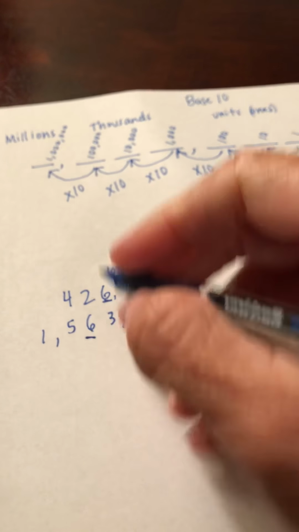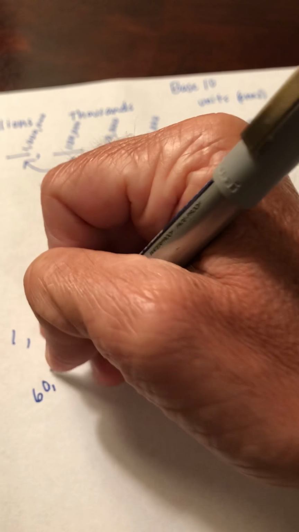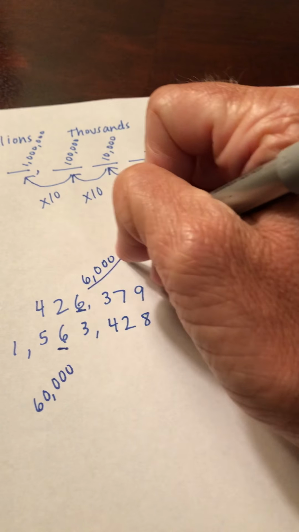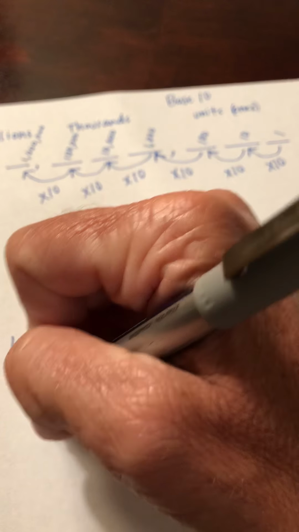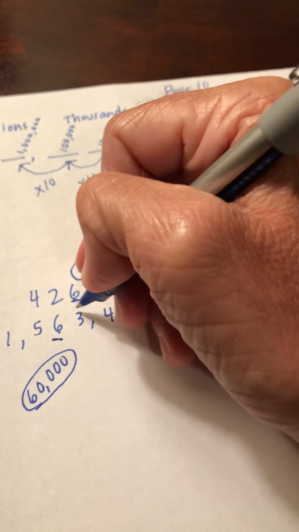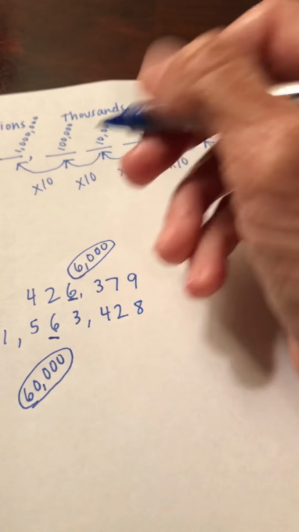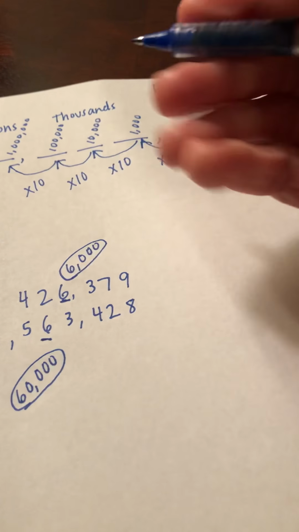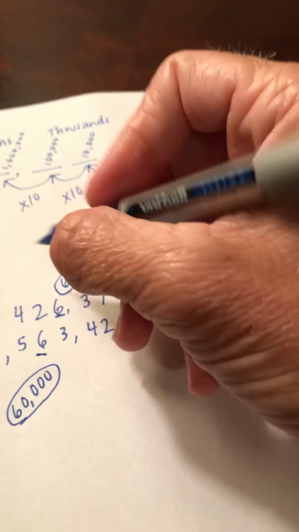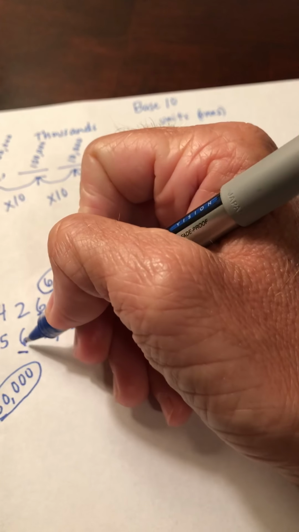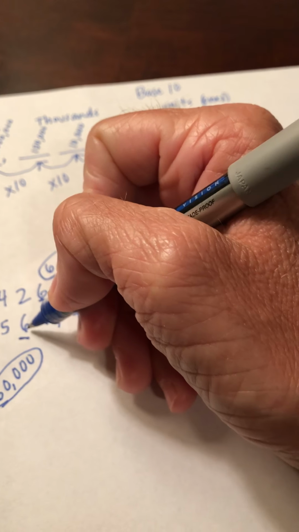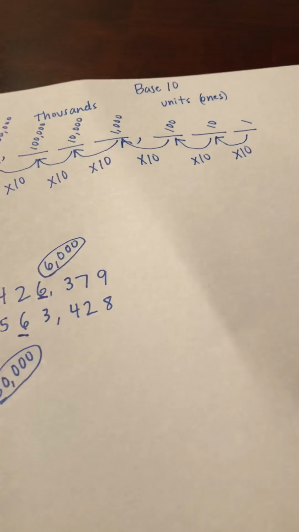Well, this 6 means 6,000. This 6 here means 60,000. So how does a 6,000 compare to a 60,000? Well, it's one place away in place value from the thousands to the 10,000s. That means it's going to be 10 times as big. So we would say that the value of the 6 in this number is 10 times the value of the 6 that's in this number here.